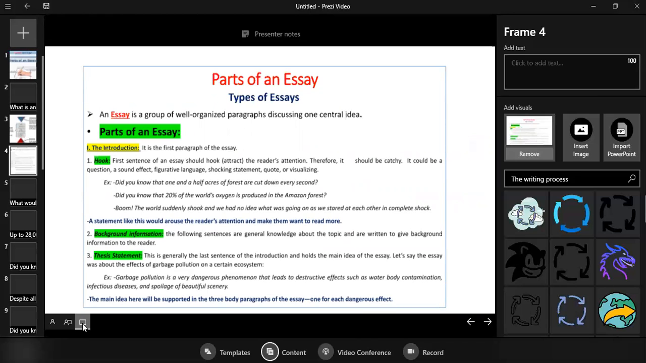Can you see the screen, Hadil? Okay, Hassan? The last part of the introduction, what is it by definition? It is generally the last sentence. It holds the main idea of the essay. Okay, it holds the main idea of the essay. And as I said in the video, can we write the thesis in question form?